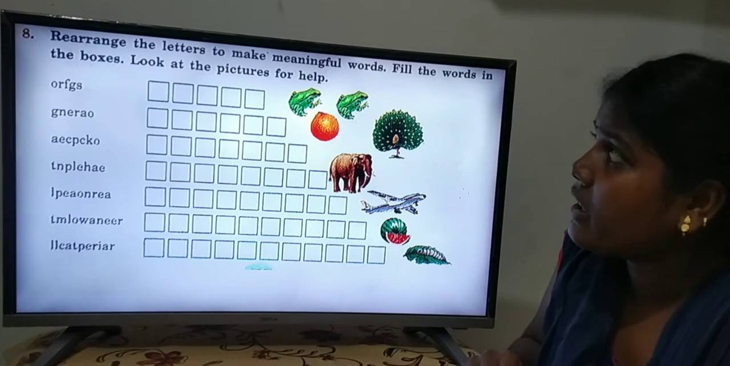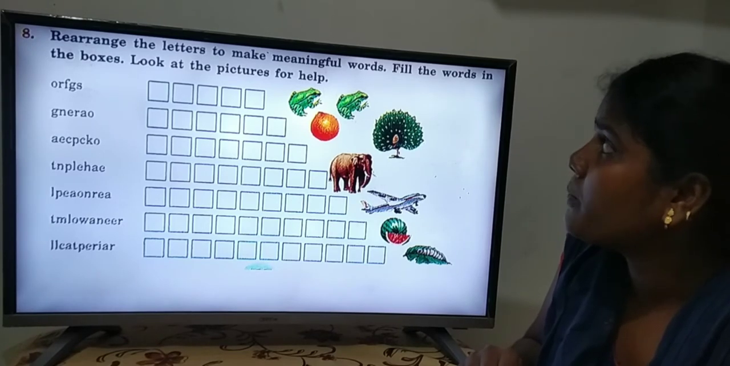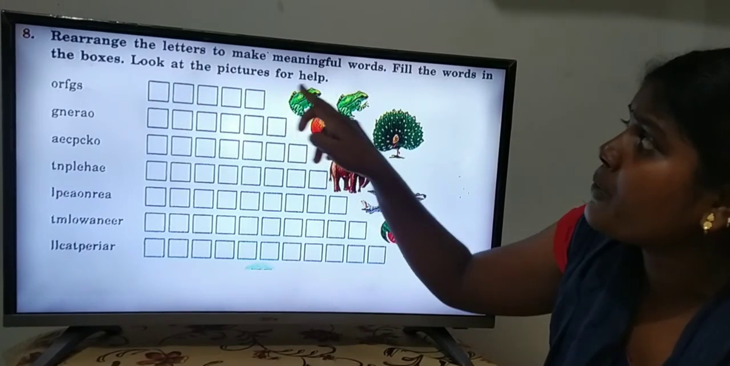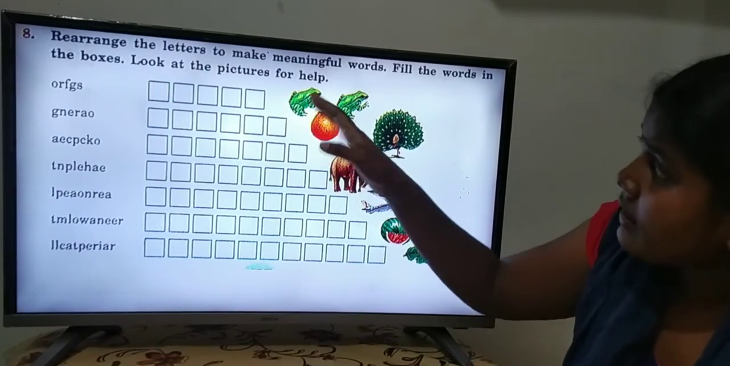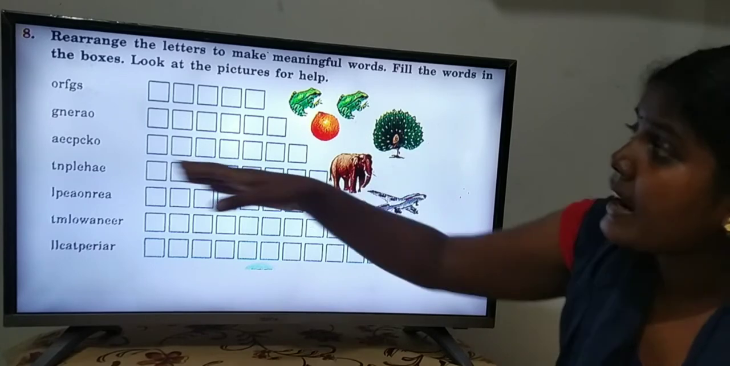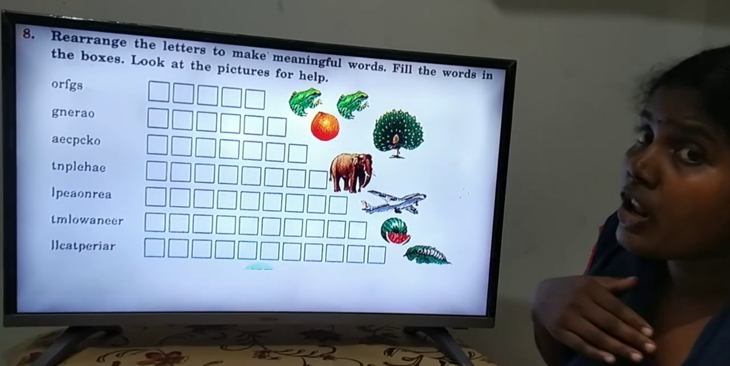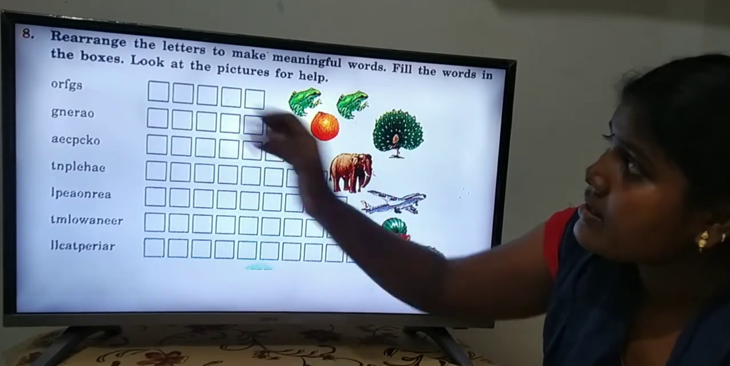And now: rearrange the letters to make meaningful words. Fill the words in the boxes. Look at the pictures for help. So here they have given pictures, and here we rearrange the words. Now we are going to arrange the words.